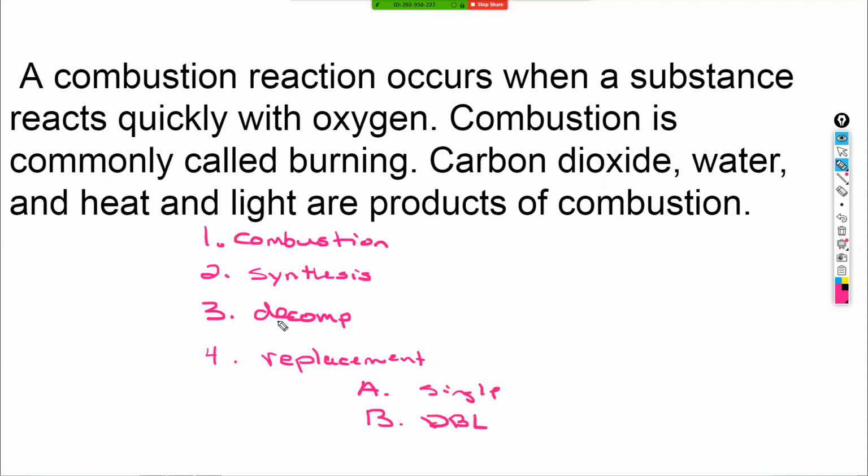So again, this is the order that I check. If I'm given an equation and it says identify, I'm looking for combustion first. I'm looking for that oxygen, carbon dioxide, water. Synthesis, I'm looking for simple to complex. Decomp, I'm going from complex to simple, and then I can settle in and look for the single or double. So that's the order that I check them off, hoping I don't even have to deal with number four.